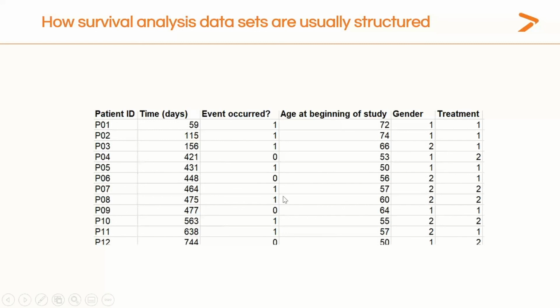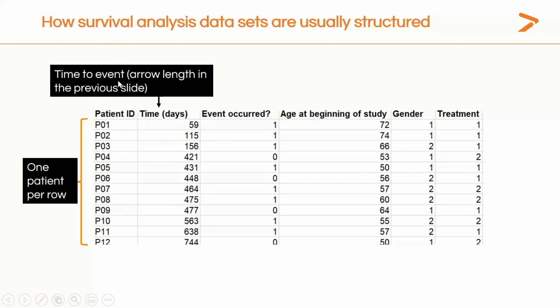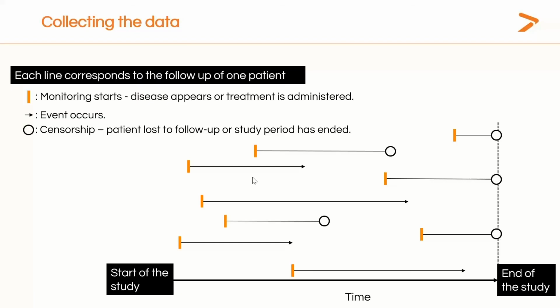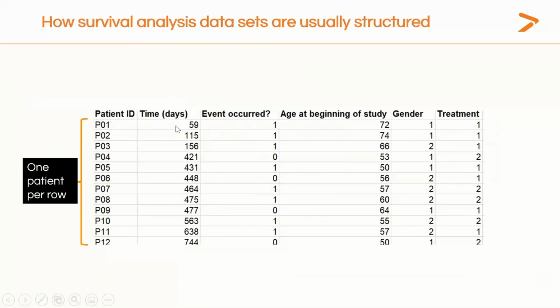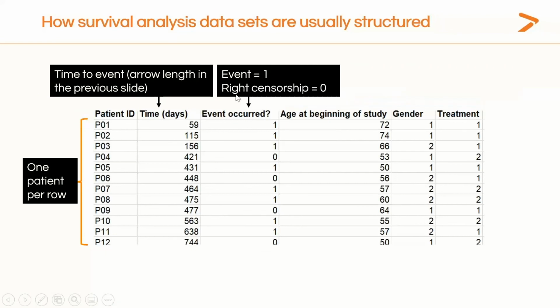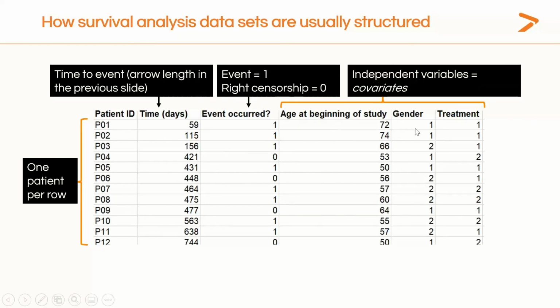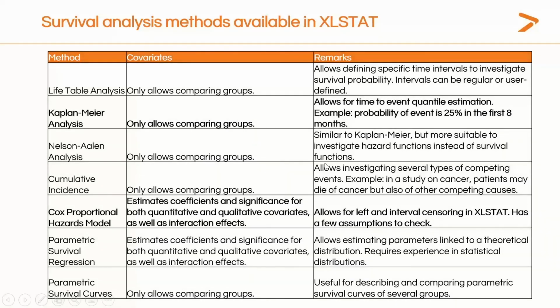How are survival analysis datasets usually structured? You have one patient per row, as usual. You have the time to the event. This is the arrow length in the previous slide. So the arrow length corresponds to the time interval until the event. Then you have a column indicating whether the event has occurred or whether the patient is censored. And you also have independent variables, which are called covariates in survival analysis jargon.